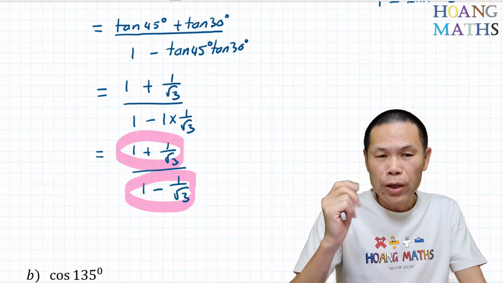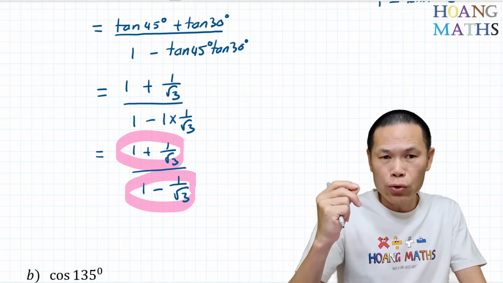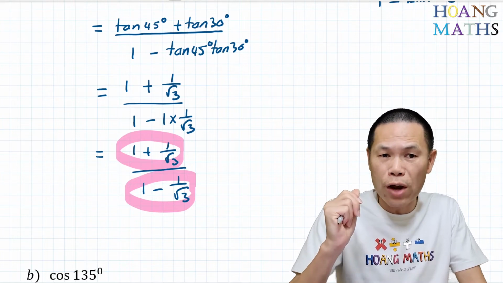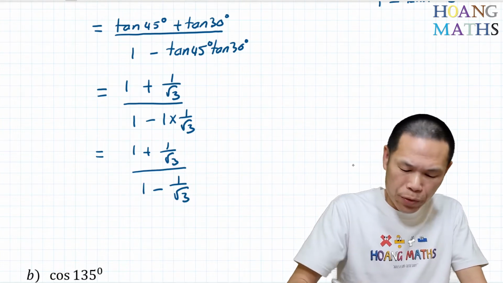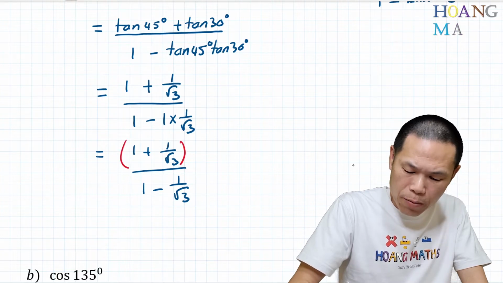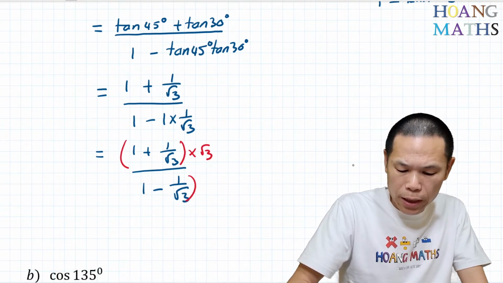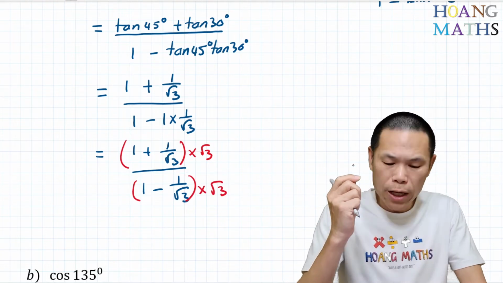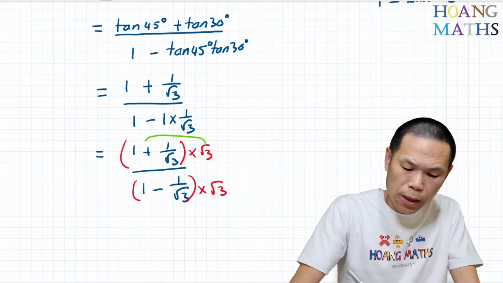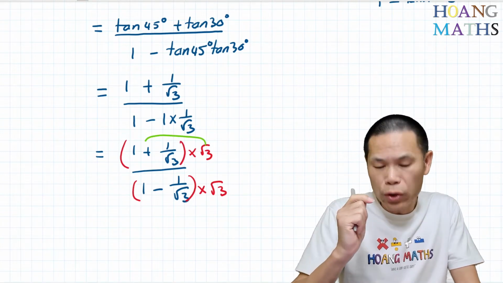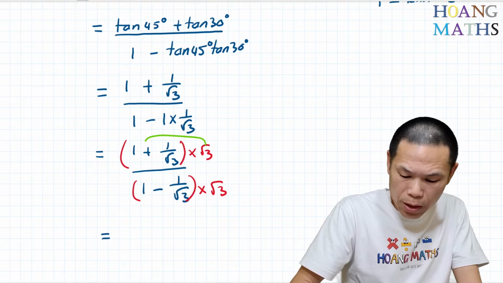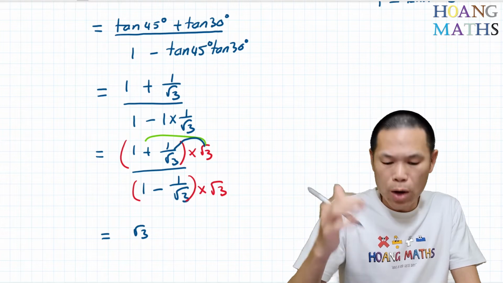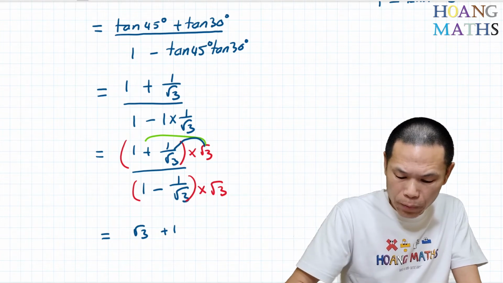What we can do is get rid of the root 3. To do this, I times the numerator, the top fraction, by root 3 and the bottom fraction by root 3. So let me just write this down. I times the top here by square root of 3, and this one times by square root of 3. That will make it easier for us. If we times this in, 1 times root 3 is root 3. So that gives me root 3. This time together, root 3 cancels out, so it gives me 1. So plus 1 over.